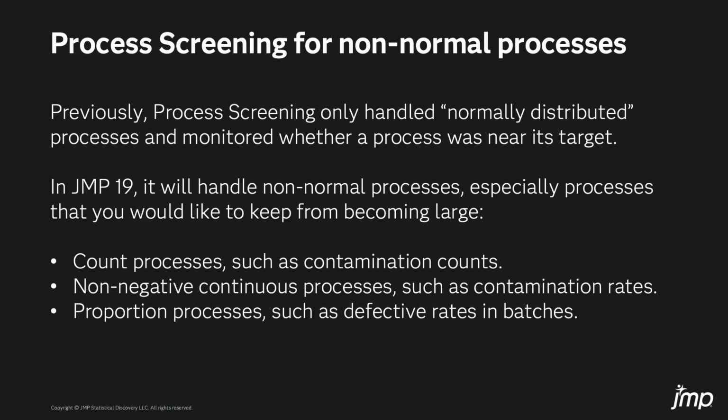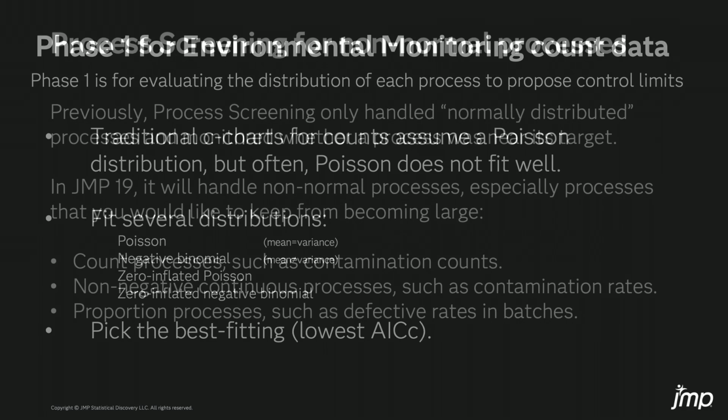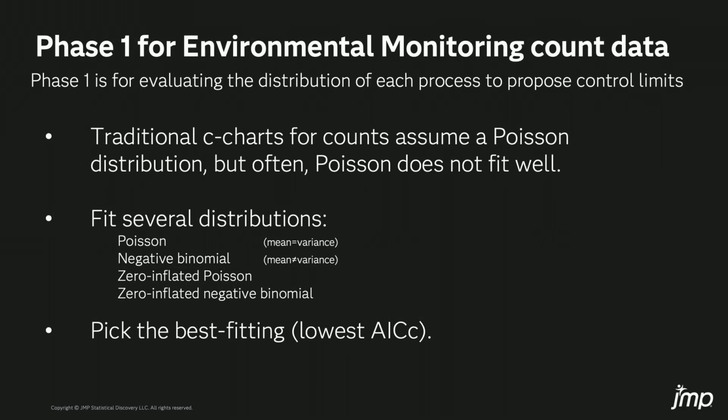Now, previously, process screening only handled normally distributed processes and monitored whether a process was near its target. But in JMP 19, it will handle non-normal processes, especially processes that you would like to keep from becoming large. Count processes, such as contamination counts, non-negative continuous processes, such as contamination rates, and proportion processes, such as defective rates in batches.